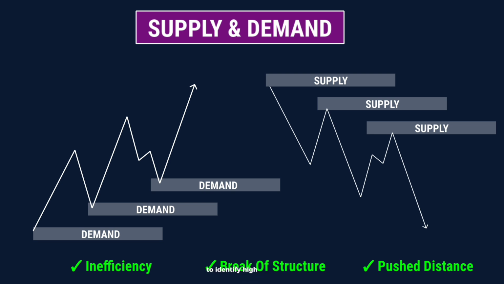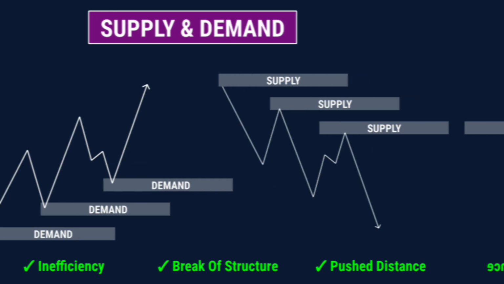To identify high-probability supply and demand areas, you need to consider three key factors: inefficiency, break of structure, and the distance of the push away from the zone. Each one reveals how committed the market was to that move and helps you gauge whether the zone is strong enough to hold when price comes back. To spot strong supply and demand zones, you need to look deeper than just price reactions.